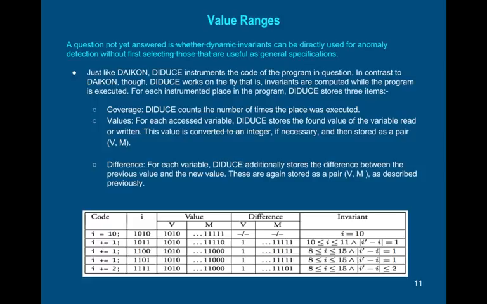And then the difference: for each variable, DIDUCE additionally stores the difference between the previous value and the new value. These are stored as a pair of v and m as described previously. And this is just a picture that shows a simple run for DIDUCE, and there are different results in it.